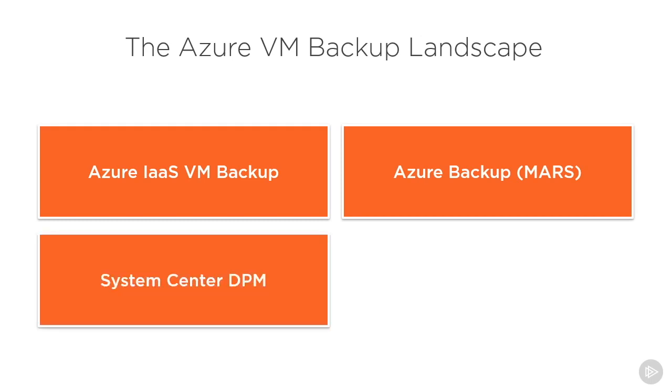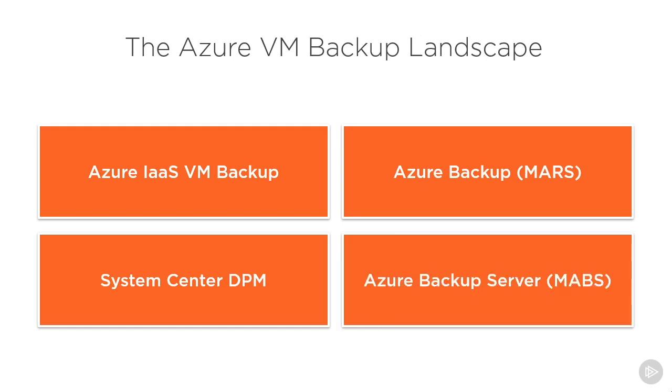If you do have need to do system image backups or full VM backups on-prem into Azure, you can use something like System Center Data Protection Manager, or there's an Azure-specific version of System Center DPM called Azure Backup Server, or MABS. MABS stands for Microsoft Azure Backup Server. Now, those are a lot of options, aren't they? We're going to stick to the Azure IaaS VM backup in this scenario in this course.